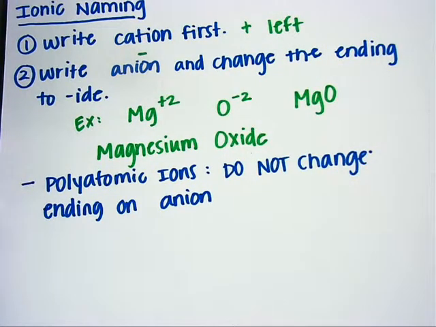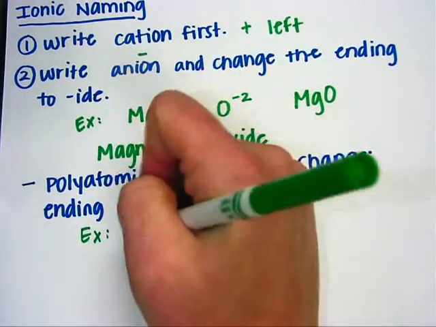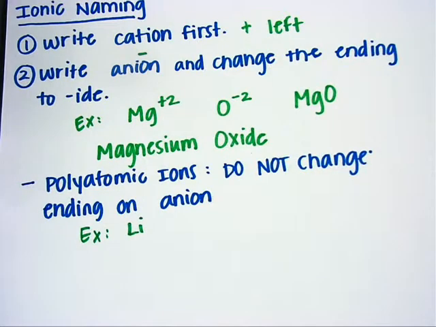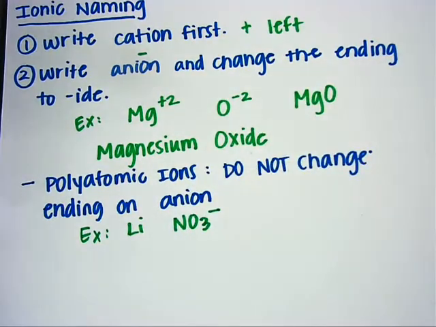And we'll do an example here. So this time we are going to bond lithium, and the polyatomic ion that you are going to have is nitrate, which is NO3, and if you look at that list, it has a -1 charge.